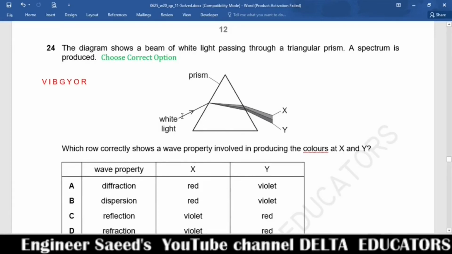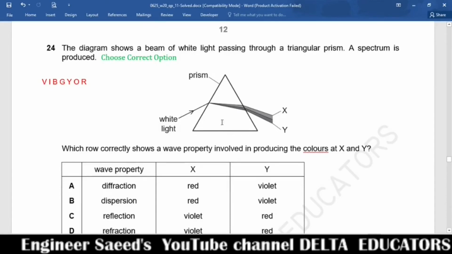When a ray of light is passed through a prism, white light is dispersed into its 7 colors, and this phenomenon is called dispersion. These 7 colors are violet, indigo, blue, green, yellow, orange and red. The color that has higher frequency will be deflected more, and the color that has lesser frequency will be deflected less. Out of these 7 colors, violet has maximum frequency and red has minimum frequency. So red will be deflected least and violet will be deflected most.